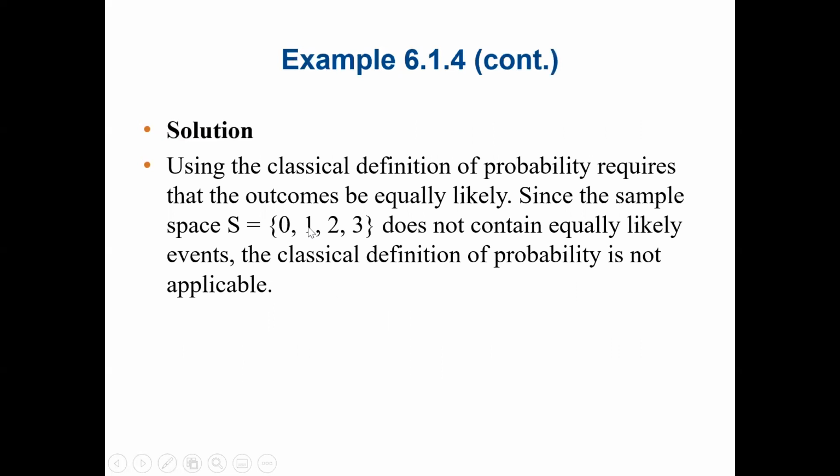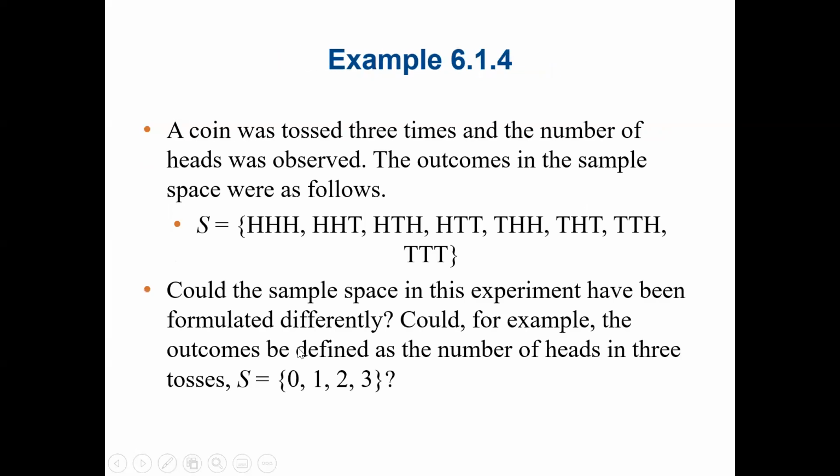Now, this is the solution. Using the classical definition of probability requires that the outcomes be equally likely. Since the sample space S equal to 0, 1, 2, 3 does not contain equally likely events, we say the classical definition of probability is not applicable. Because based on the question, let's go back. This is our coin. We toss it 3 times. The possible outcomes, the total outcomes, or the sample space is 8, which is listed here as uppercase S.